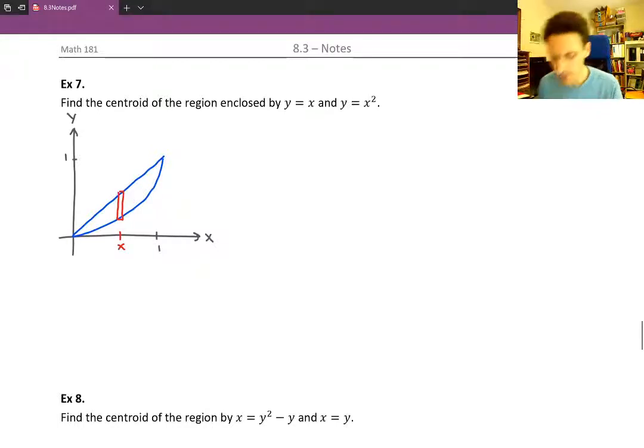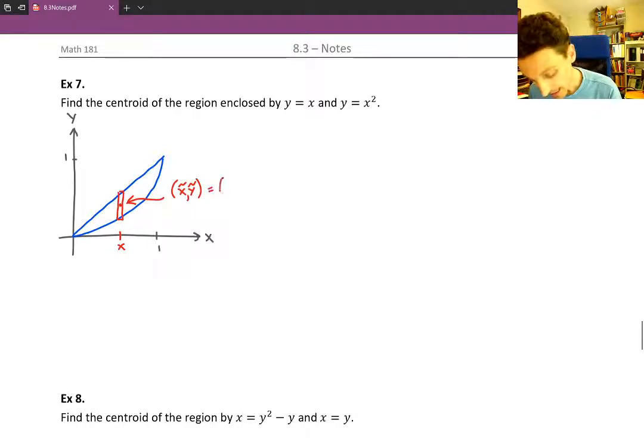But say we have our strip at some given x value. Again, this is like an infinitely thin version of the strip. We'll put a little dot right there to represent the center of mass of that strip. So this is our x tilde, y tilde. We can get the x tilde by just writing x. That's the center of mass in the x direction, is just x, because remember this rectangle is infinitely thin.